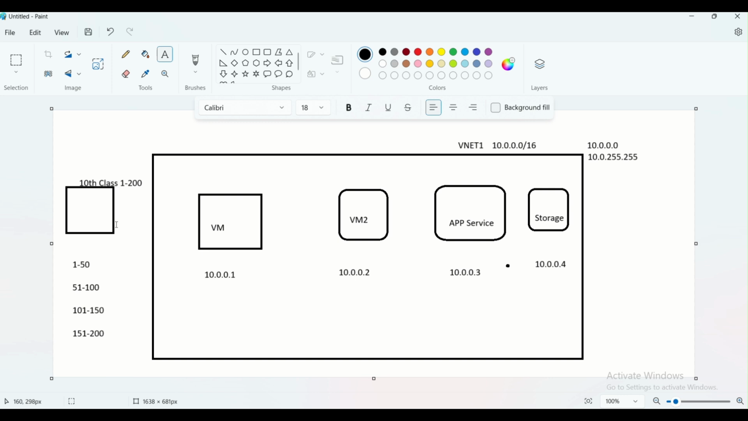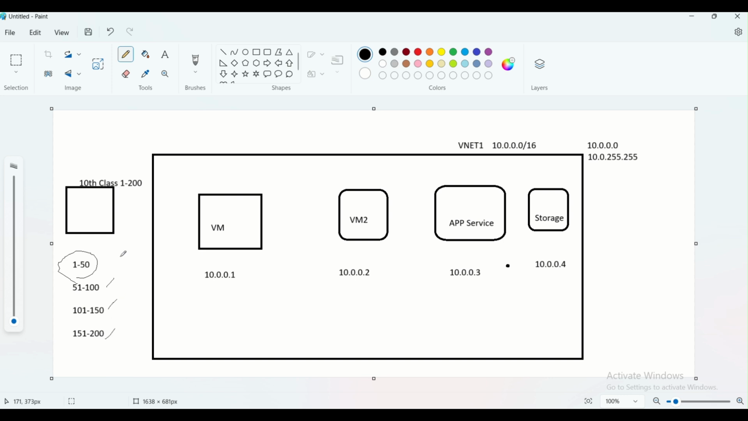So what I did here, the same 10th class people 1 to 200, I further split into multiple subparts. These subparts also reside in the same range, that is 1 to 200 only. Now it is easy to manage. If I want to control, I can control these 50 members, or this one, or this part and this part too.